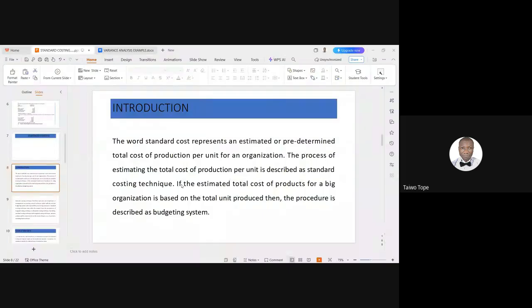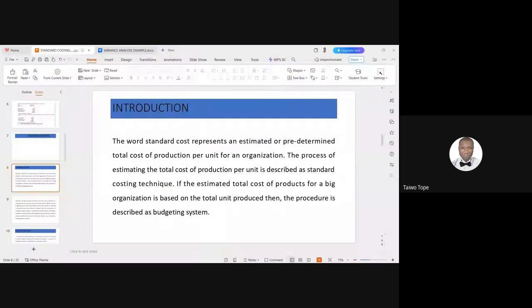For example, using Coca-Cola, there is a standard formula for you to get the right taste. And when the standard is not followed, the actual varies. So the standard cost is set to ensure that an organization follows the standard that has been set in order that an expected outcome will be achieved. Where the standard is not followed, you will not get the expected results.